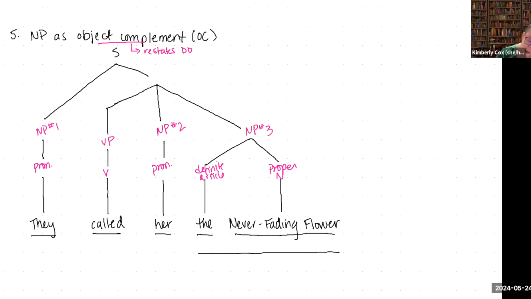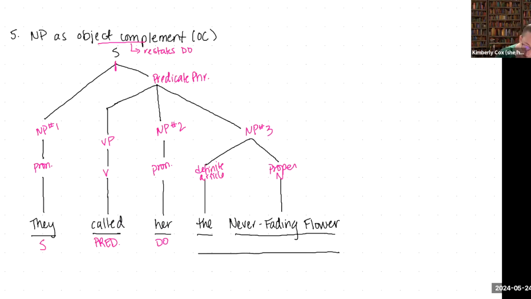And then over here, we have our predicate phrase. And then we have our usual subject predicate split. So let's talk about functions then. They is the occasion for the sentence, so it's our subject. Called is our verb phrase, so it's going to be our predicate. Her, right? So they called her. So her here is functioning as our direct object. She's different from they. So we're introducing a new set of information, and the calling is happening to her. So her is our direct object.